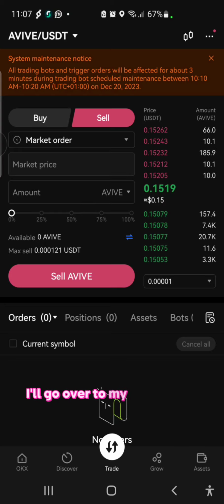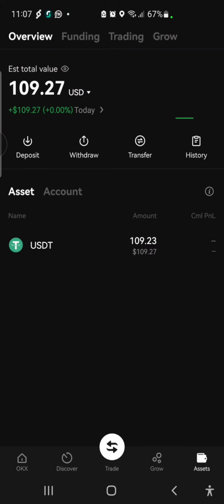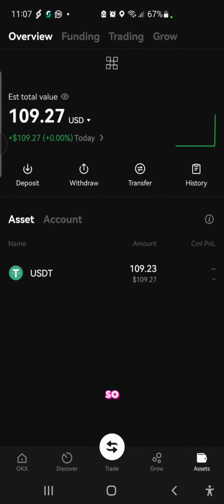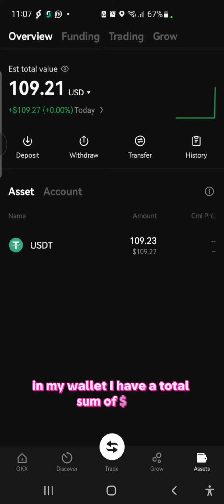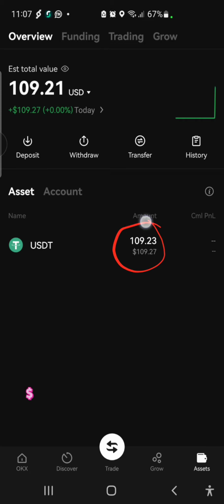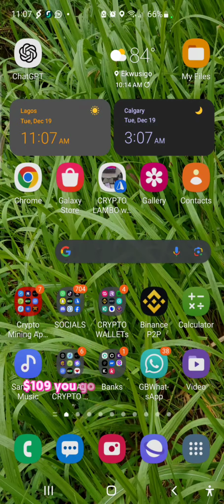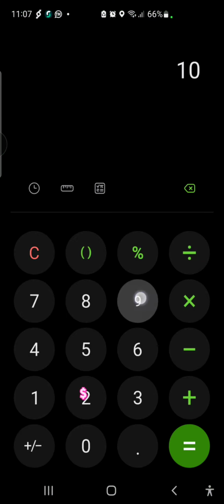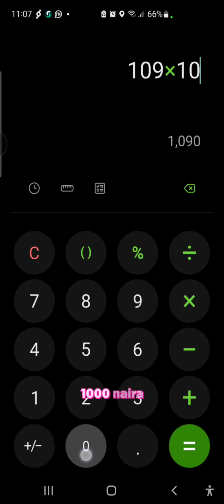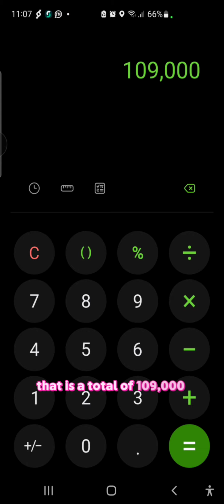So I'll go over to my wallet now. In my wallet I have a total sum of $109. So this is the cash out. $109. If you go to my calculator and calculate $109 times 1,000 naira, that is a total of 109,000 naira. So this is what I made from Avive.